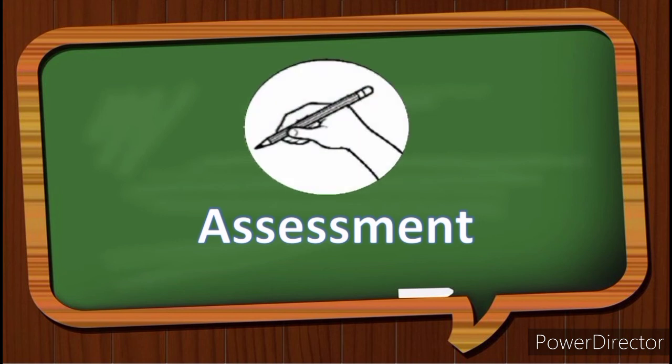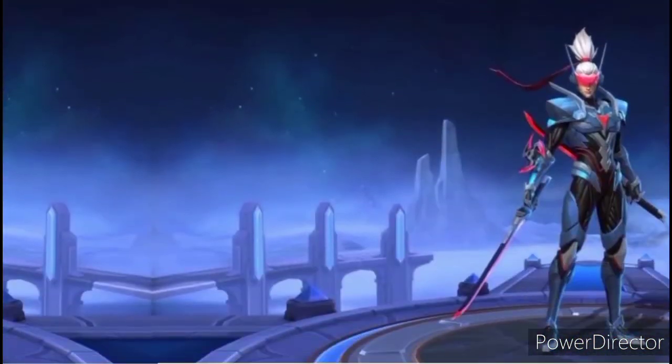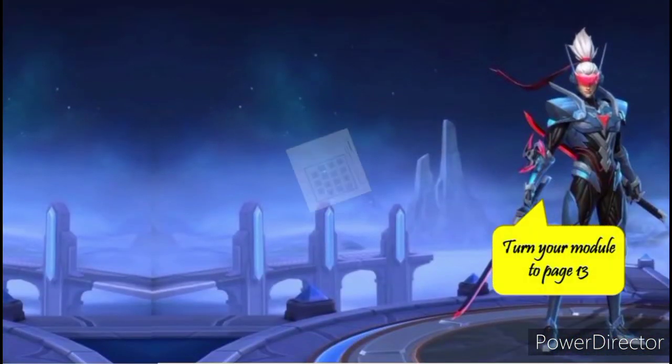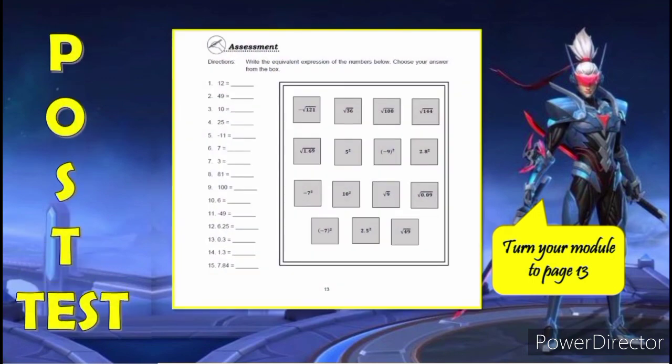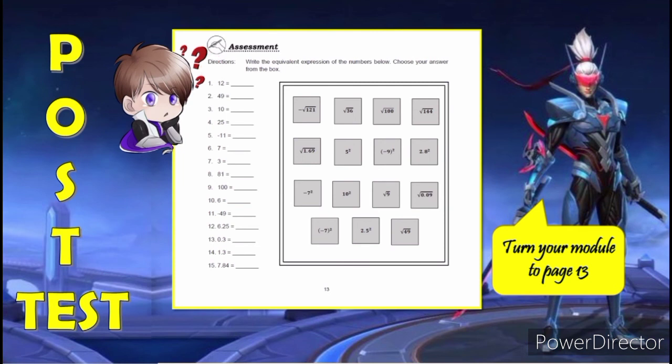Assessment. Turn your module to page 13. Let's answer our post-test. Write the equivalent expression on the numbers below. Choose your answer from the box.